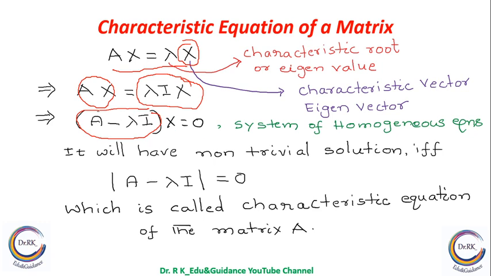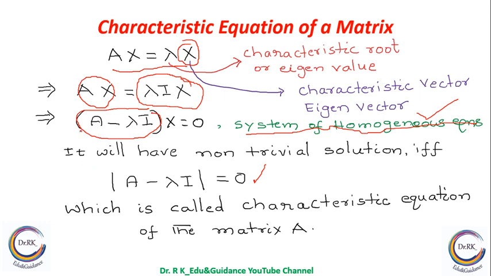So we know A minus lambda I is a matrix, some matrix, into x equal to 0. We know this is nothing but a system of homogeneous equations, right? Once we say system of homogeneous equations, we already discussed it in the earlier sessions. It will have a trivial solution and a non-trivial solution, right? So we only try to find the non-trivial solution. The condition for a non-trivial solution is that the determinant of the matrix equals 0. So that is det of A minus lambda I equal to 0.